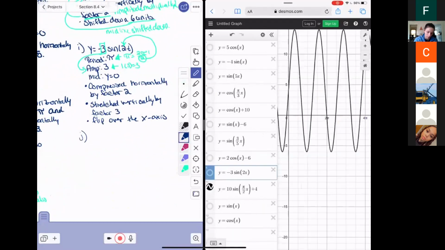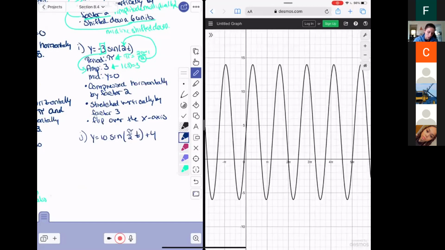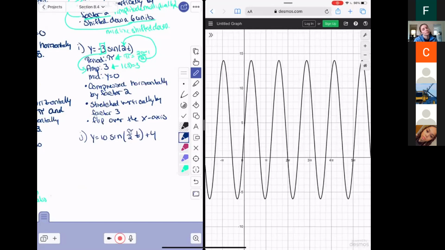Lastly, we have problem J, which is y equals 10 sine of pi over 2 t plus 4. So our period, we cross the x-axis at the point 4. We go all the way to the peak, the lowest peak, and then we meet back at y equals 4 about here.